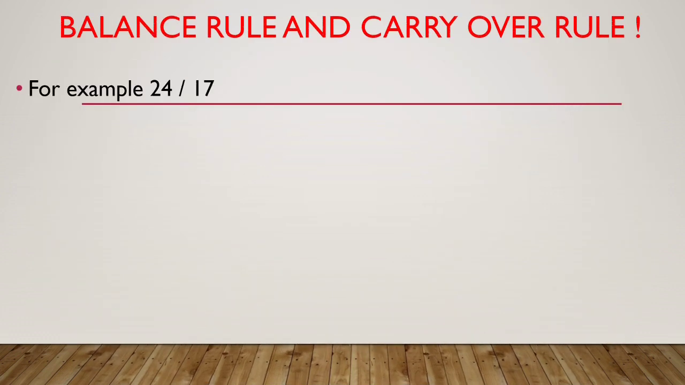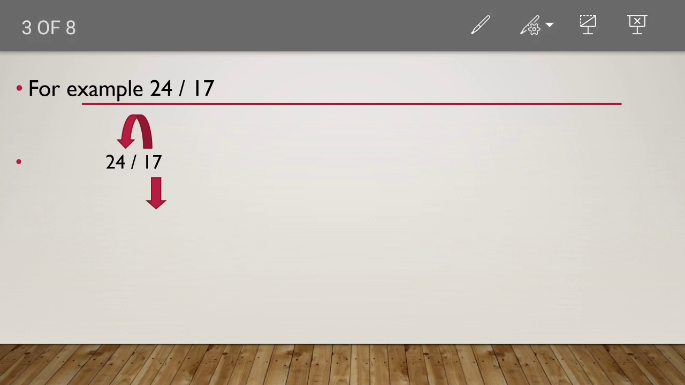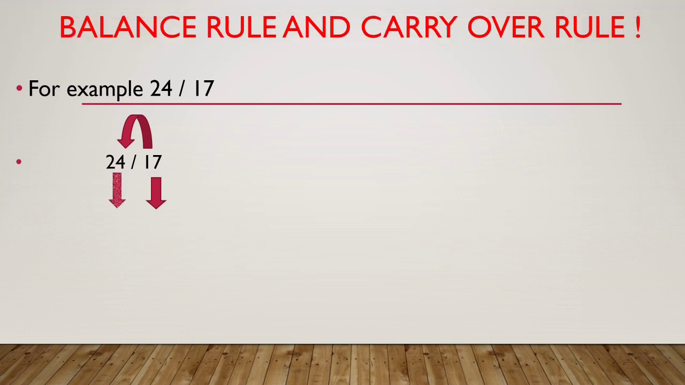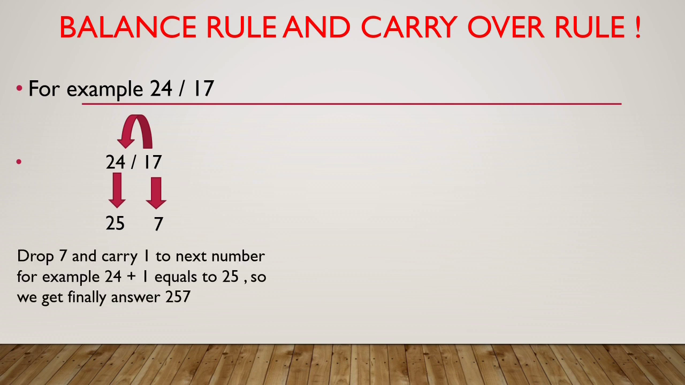Our balance rule and carryover rule. To understand it better, we are going to take one example, and here is an example: 24 by 17. Writing 24 by 17 as it is. Now dropping 7 as it is and carrying 1 to the next number, which is 24. We got 7 and 25. So writing both, we get our final answer 257.